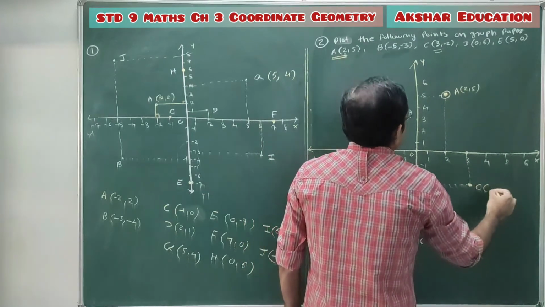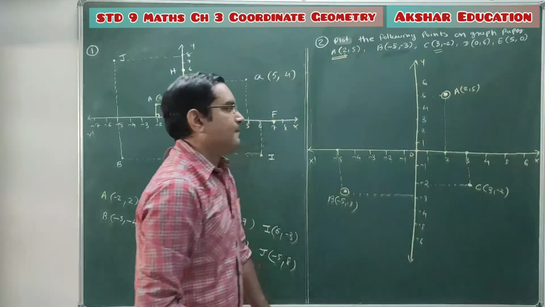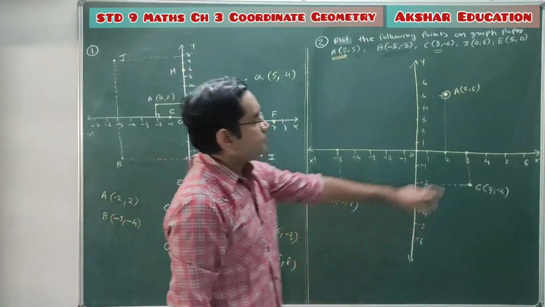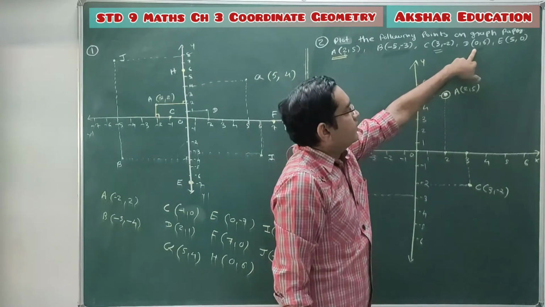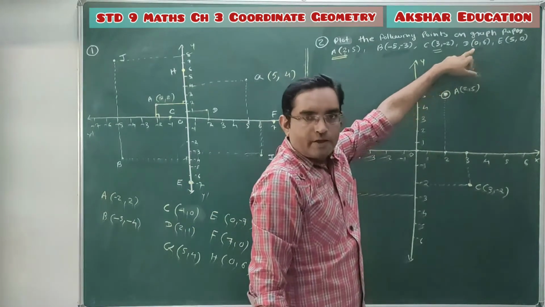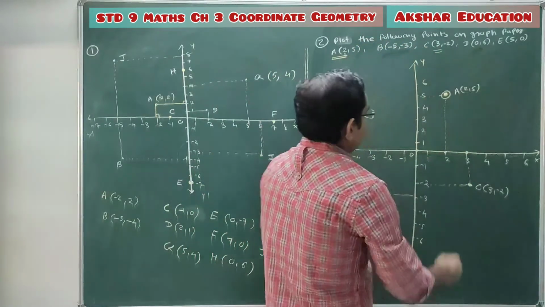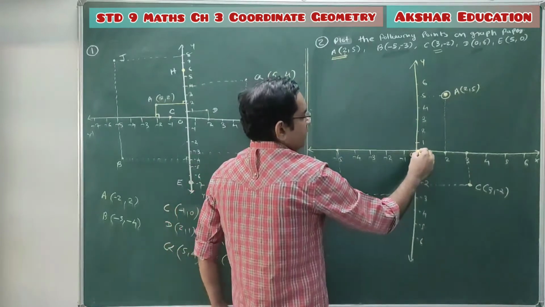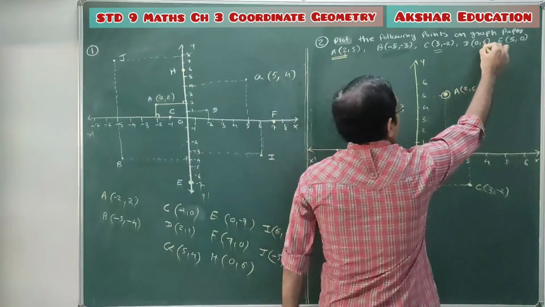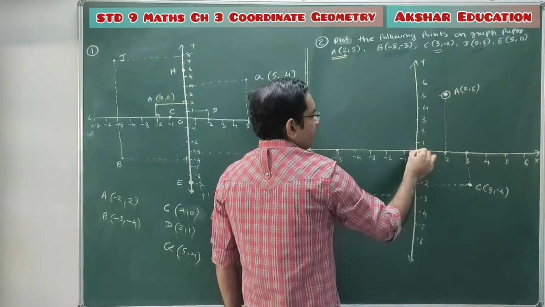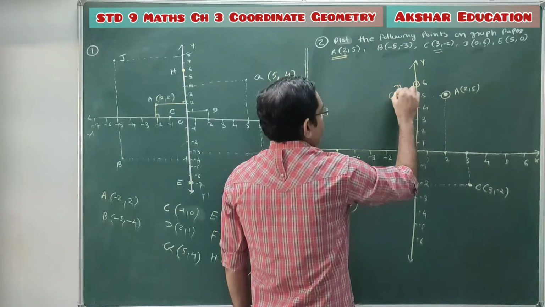So this is point C, whose coordinates are 3, minus 2. Now D, coordinates are 0 and 6. Now its x coordinate is 0, so x coordinate is 0 means the point lies on the y axis. Here you can check x is 0, and then you have to move towards the positive direction of y because y equals 6. So this is 0 of x axis and 6 of y axis. So it's 0, 6. That is your point D.